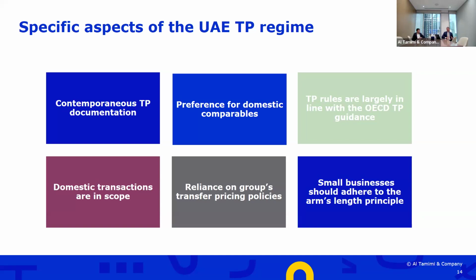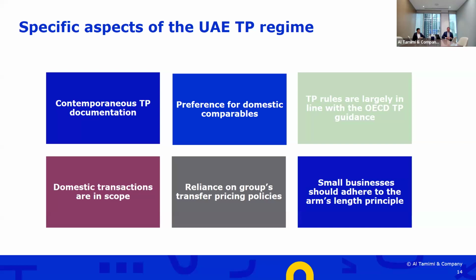So if a group is a European group and they have, let's say, a policy around intra-group loans or services, and they're using European data, they need to rethink using that benchmark study in the UAE, because tax authorities in the UAE need to see that you have actually performed a search using, or at least looking for, local comparables. As we previously mentioned, transfer pricing rules in the UAE follow the OECD guidance.